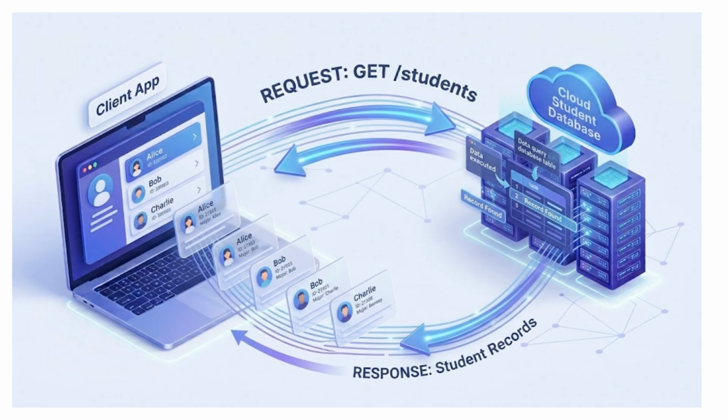In this example, the client sends a request, GET /students. The server receives the request, searches the student database, and finds the available records. Those student records are then returned to the client as the response. The important point is that GET is mainly used for reading or retrieving data. It should normally not change or modify the data stored on the server.